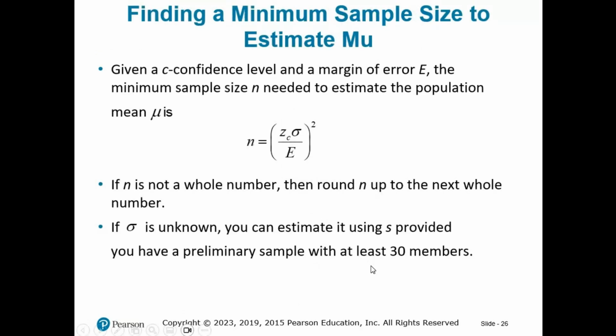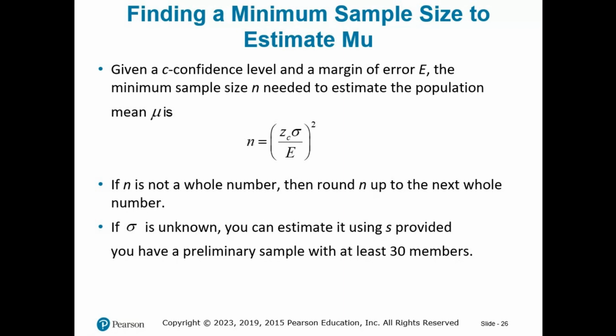This is our formula for finding the minimum sample size needed. So given a C confidence level and a margin of error E, the minimum sample size n needed to estimate the population mean mu is this formula. n equals z sub c times population standard deviation divided by margin of error, quantity squared. If the resulting answer is not a whole number, we're going to need to round up to the next whole number. And if sigma is not known, you could estimate it by using the sample standard deviation if you have a sample of at least 30.